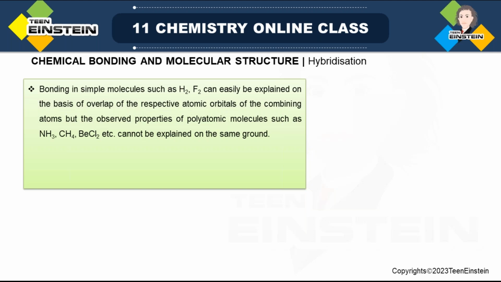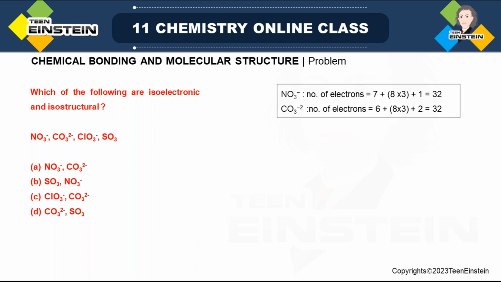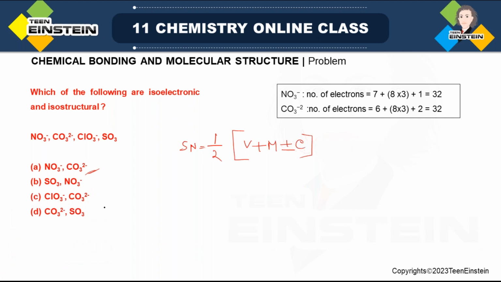But before starting, I would like to mention one correction. In the last class, I discussed this problem where we need to choose which of the following are isoelectronic and isostructural. The correct answer is the first one, NO3 minus and CO3 2 minus, that I have already chosen. But when I did the calculation, that is half of the steric number for this species, half of the valence electron number plus number of monovalent atoms plus minus charge, for the first two species, the mistake I made is that in place of valence electrons I mentioned the atomic number, so that resulted in a wrong steric number.